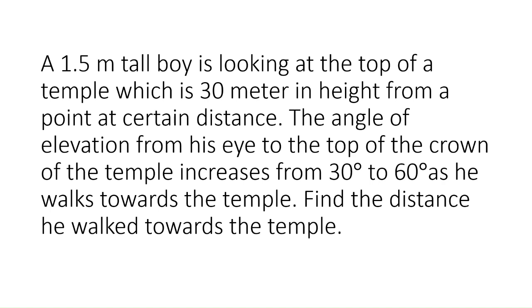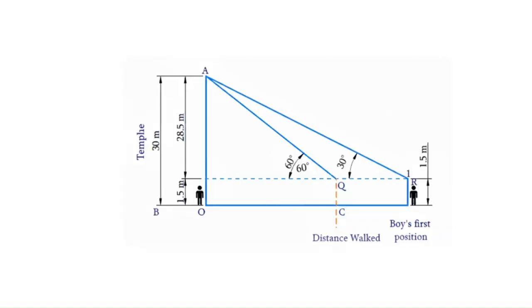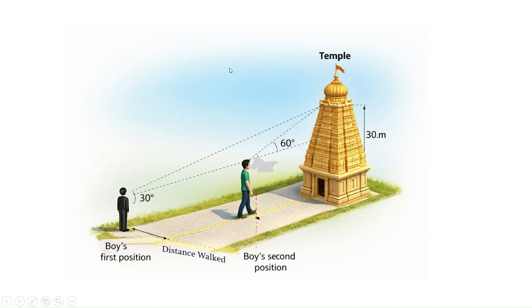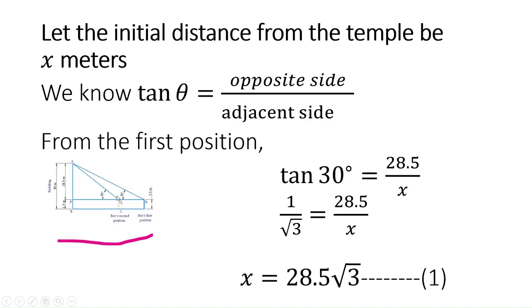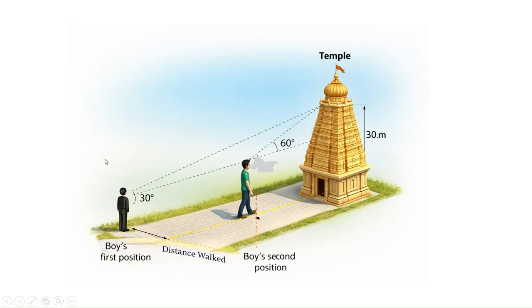Okay, so the problem seems big. Let us see in the form of an image. There is a temple of height 30 meters. A boy of height 1.5 meters is walking towards the temple. At his initial position, the angle of elevation of that particular boy to the top of the crown of the temple is 30 degrees.